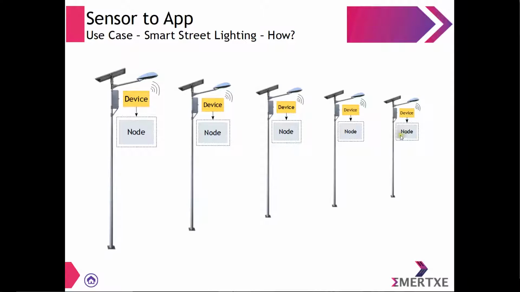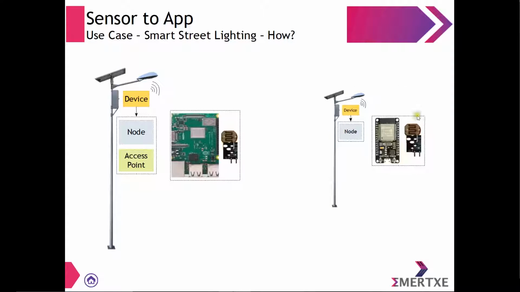The plan is to make sure that every pole acts as a node, and these nodes communicate with a central access point, and this access point is going to send the data to the cloud. In our case, every node is going to be based on NodeMCU based on ESP32 by Espressif, and this NodeMCU will be connected with the light sensor, that's a simple LDR. And the access point, which we may see as a gateway, is going to be based on a Raspberry Pi.